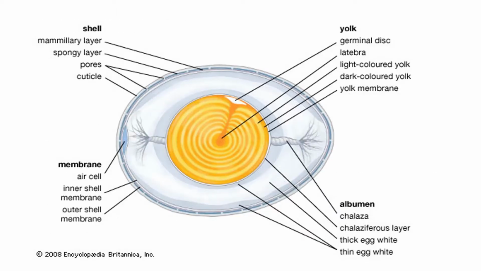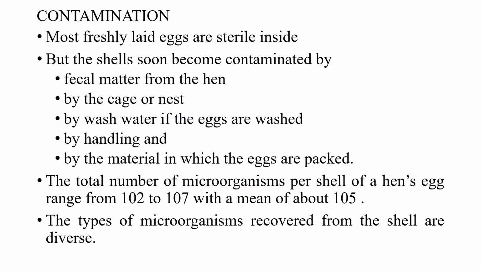So this is the structure of the egg, which contains shell, yolk, albumin and the membrane. The yolk includes the germinal disc, latebra, light colored yolk, dark colored yolk and the yolk membrane. Albumin contains chalaza, chalaziferous layer, thick egg white and thin egg white. The membrane contains the air cell, inner shell membrane and the outer shell membrane. The shell has the mammillary layer, spongy layer, pores and the cuticle.